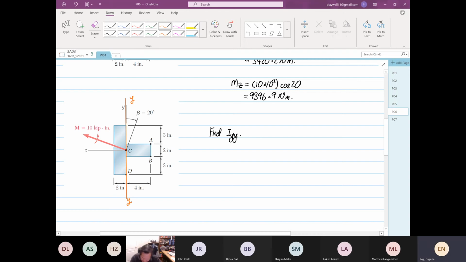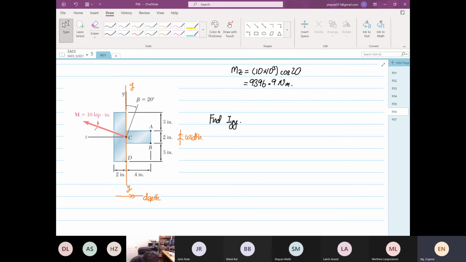So immediately write down, if there's a YY, parallel to the axis is the width, perpendicular to the axis is the what? It's the depth. Okay, but before we can find IYY, we need to locate the position of the centroid, because I have not a clue where it is. So we have to locate the position of the centroid.